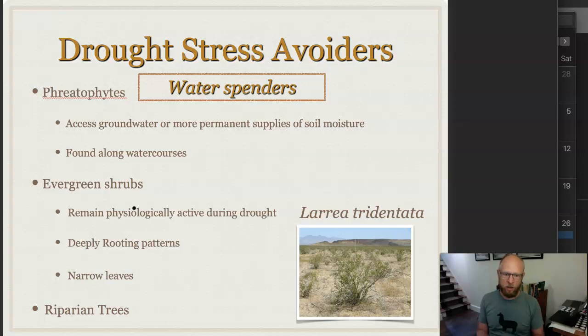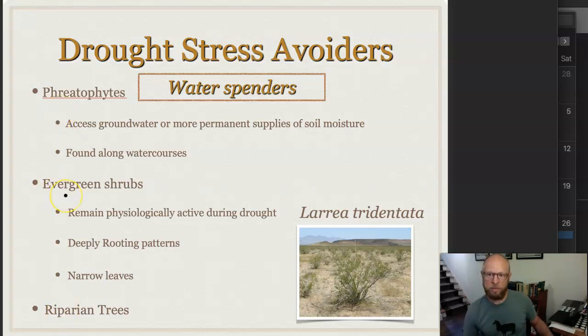So just a few examples of water spenders. So phreatophytes, these are plants that access groundwater. So those would be ones that can potentially build really deep roots. Evergreen shrubs, typically if you see an evergreen shrub in the desert, it typically has a really deep or wide root system, so it has access to a lot of soil, so it can get a lot of moisture. And then riparian trees as well. They're not always phreatophytes, so phreatophytes by definition are tapping into groundwater. Riparian trees aren't necessarily tapping into groundwater, but they might be below the water table for a large part of the year. But as that water table drops, they might lose access to that.